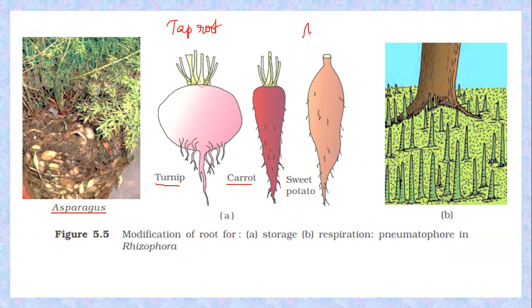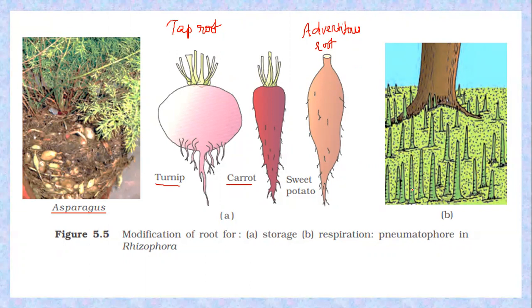Whereas in sweet potato, I keep repeating the same point in order to make you understand the difference between the modification of root in taproot and sweet potato, because sweet potato has already come for an exam. So there are chances that carrot and turnip could come for the coming exams as well.